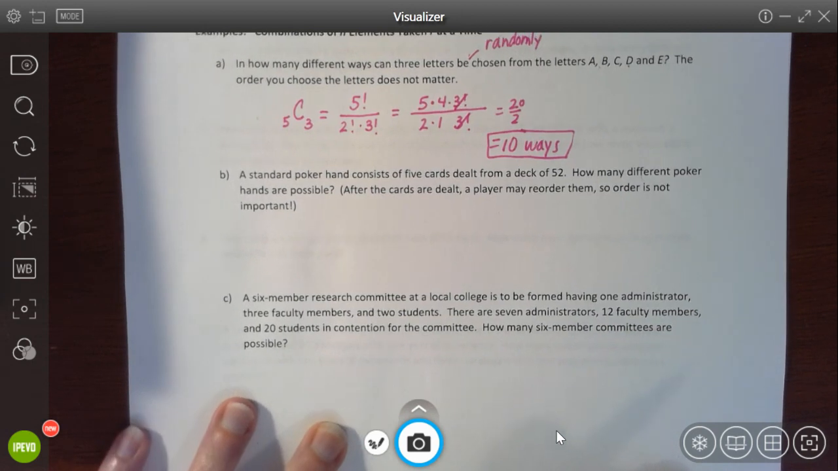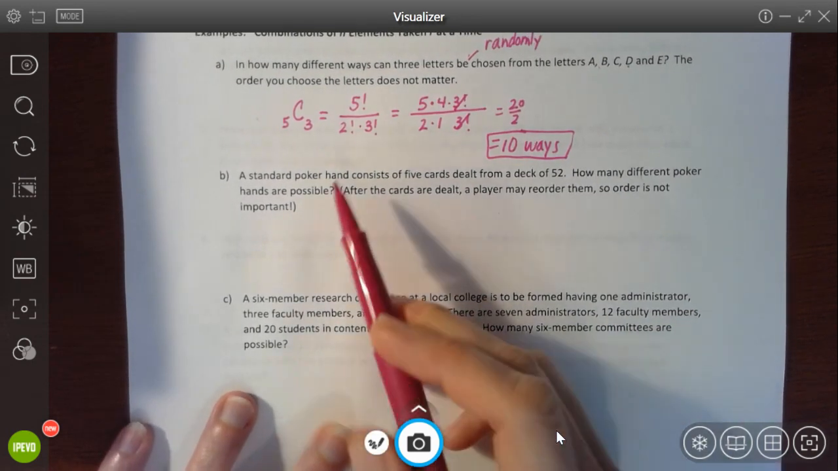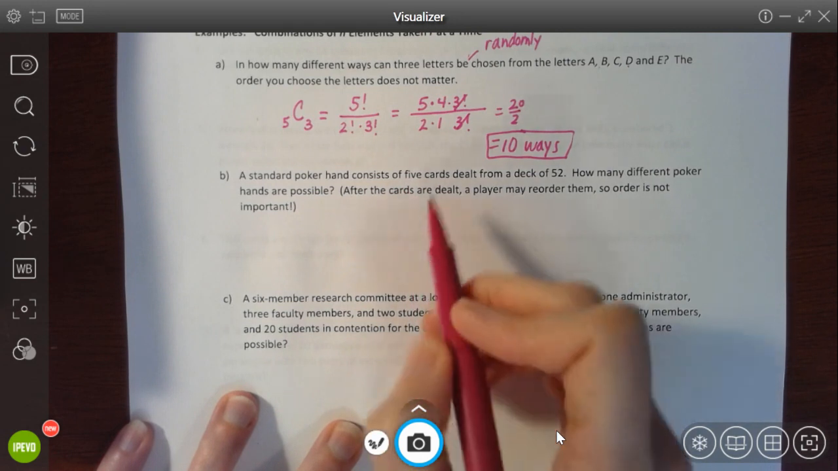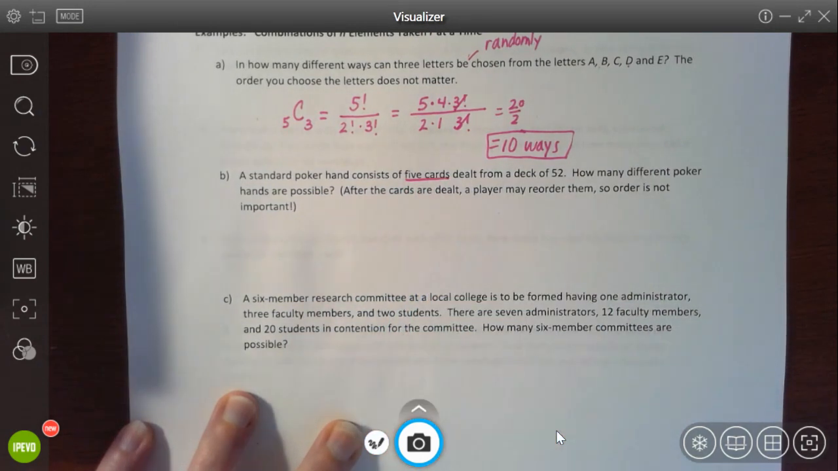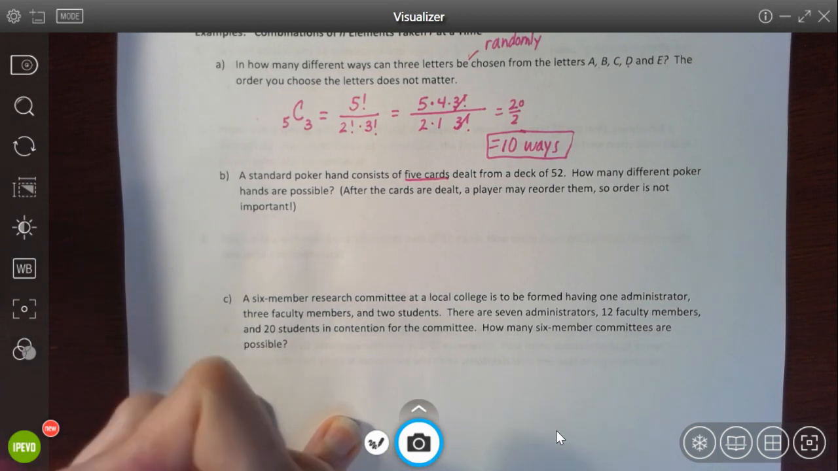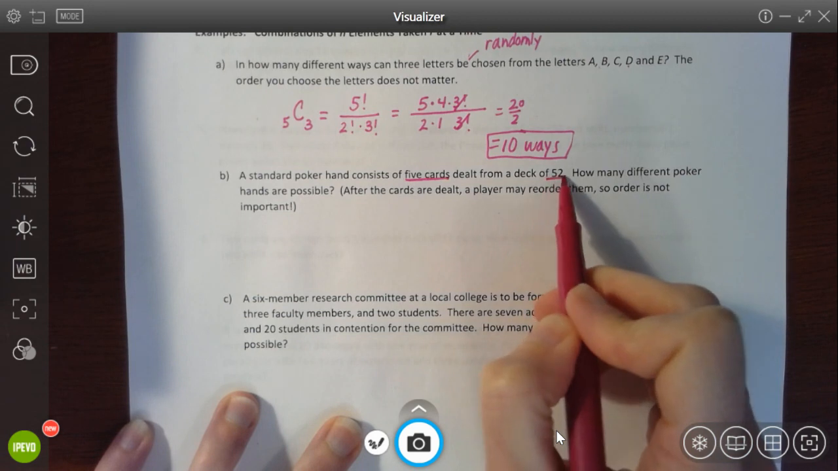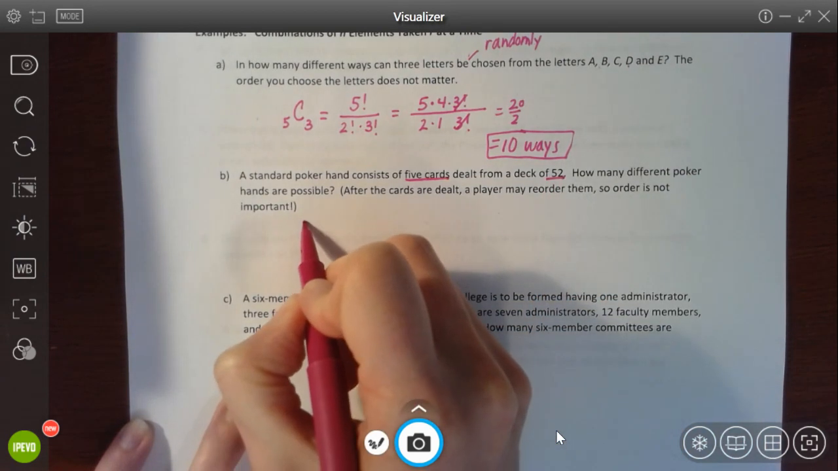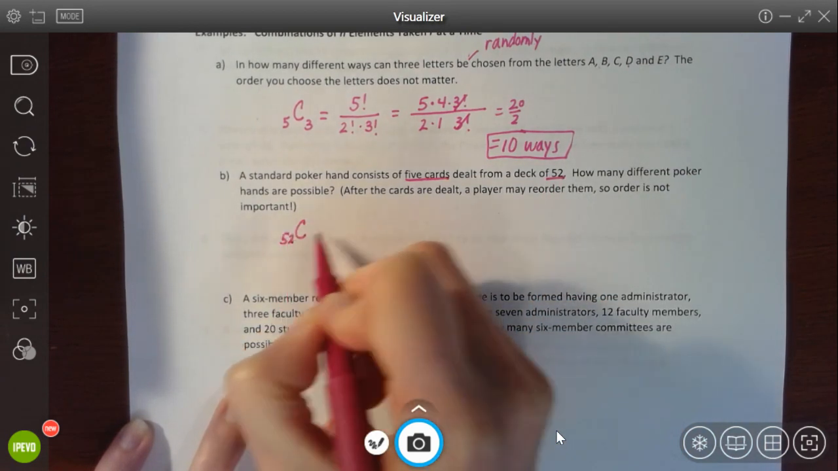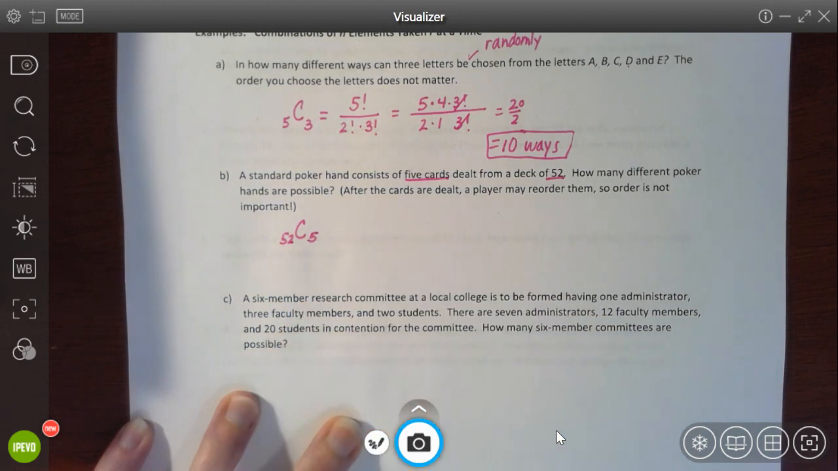In another example here, we have a standard poker hand that consists of 5 cards. As they're working through the game, each person is going to eventually be dealt 5 cards from a standard deck of 52. So each player is going to get 5 cards from that set of 52. And we want to know how many different poker hands are possible.